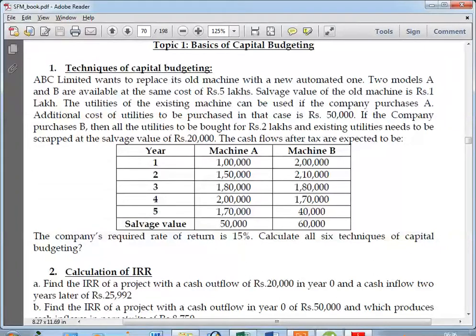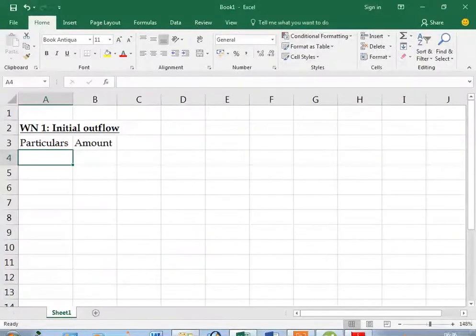Can you look at the question and tell me for model A, what outflow can happen on day 0, what inflow can happen on day 0 for model A? Outflows and inflows for model A. What is the purchase price of the machine? 5 lakhs. That is going to be my first outflow. So write capital expenditure.